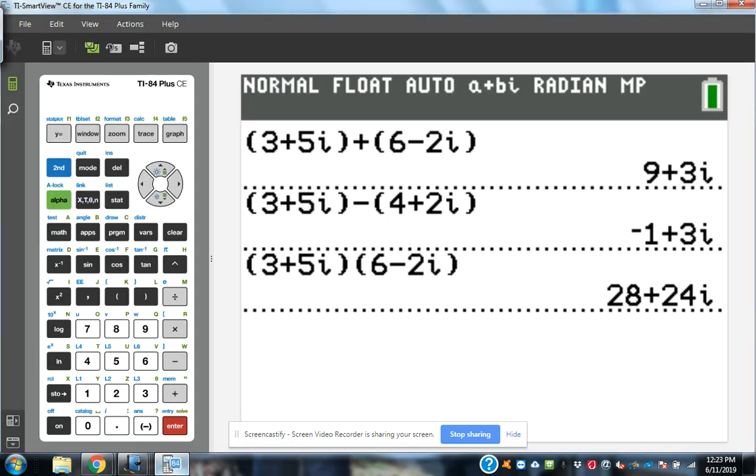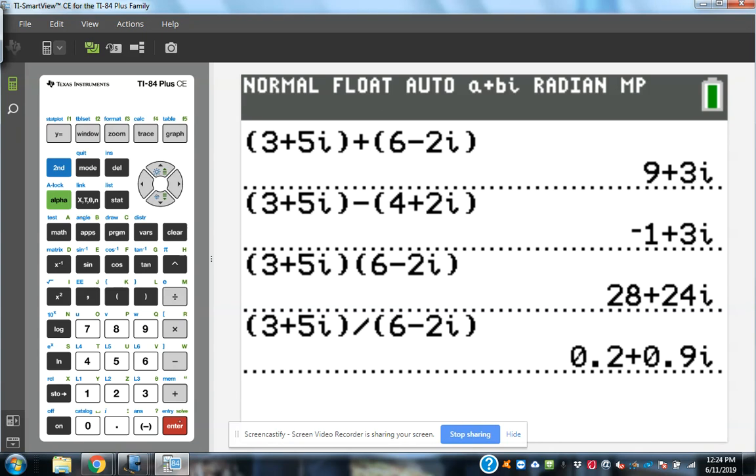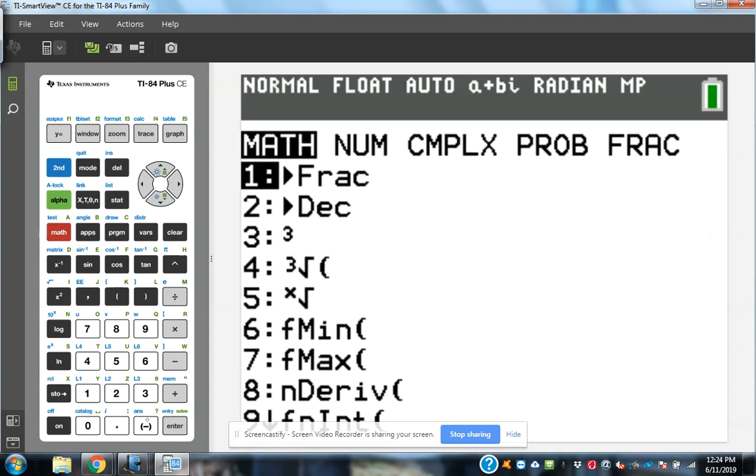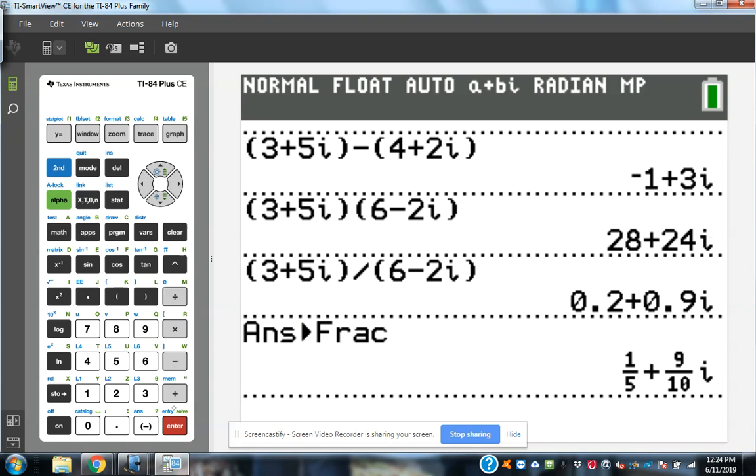Or you can go to your calculator and type in parentheses 3 plus 5i, close parentheses, divided by parentheses 6 minus 2i, and hit enter. And it gives me the decimal there. I want to change that to a fraction, so I'm going to hit math, enter, enter, and get 1/5 plus 9/10 i.